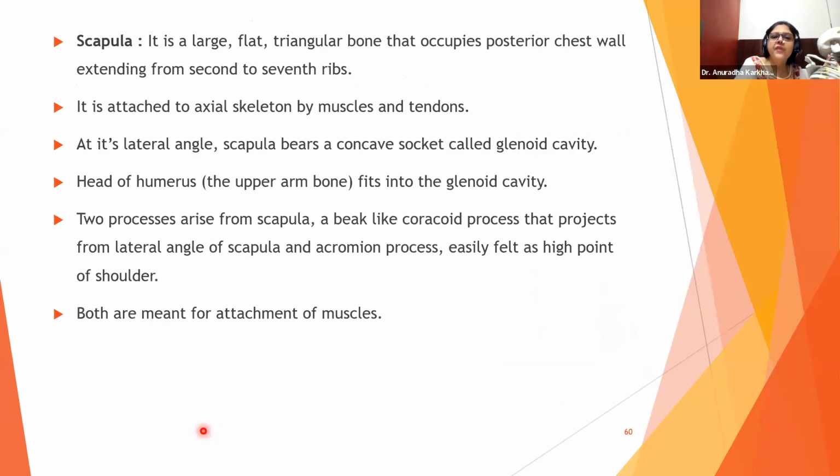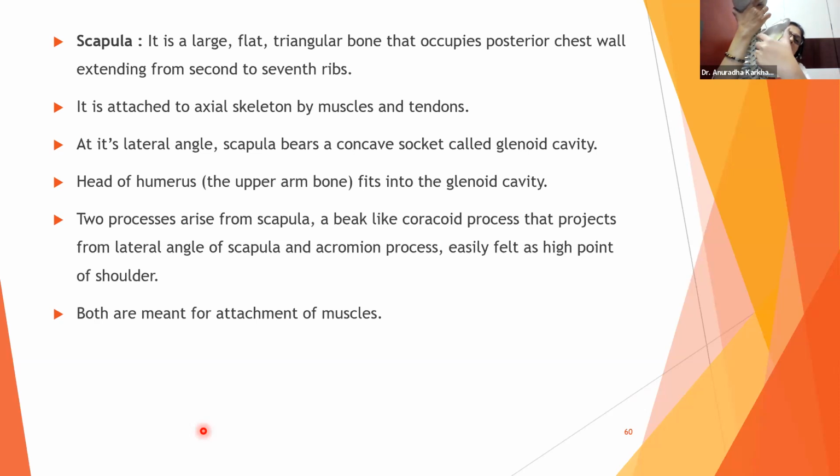Scapula is a large, flat, triangular bone that occupies the posterior chest wall extending from the 2nd to the 7th rib. So you can see over here, this is the triangular bone, which is occupying second से seventh rib. ये देखो, second rib से start होता है, seventh rib तक आ जाता है. It is attached to the axial skeleton by muscles and tendons.